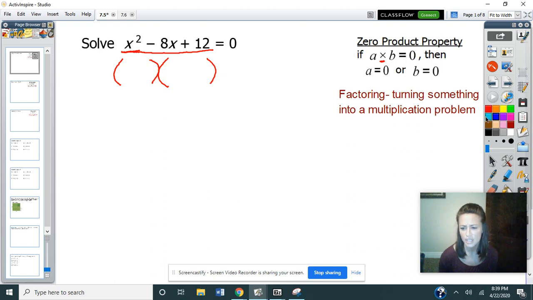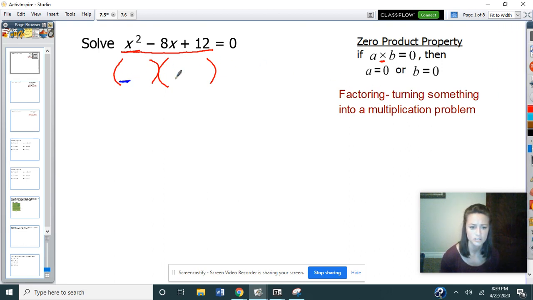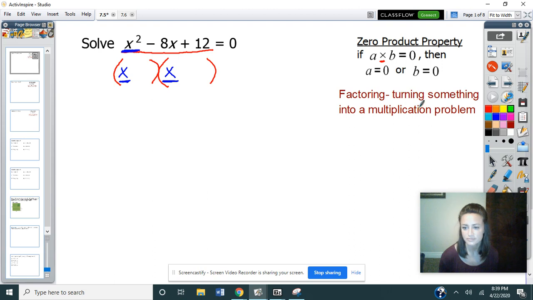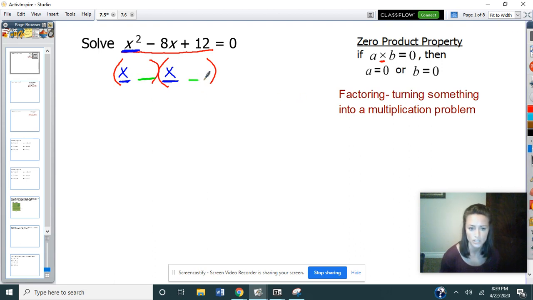Remember, from last week, the two things that go here have to multiply to give me x squared. So what two things multiply to give me x squared? Well, x times x. x times x is x squared. And then the two numbers that go here have to multiply to give me 12 and add to give me the middle term, which is negative 8. So let's figure out 12 first. What multiplies to give me 12? Well, we've got 1 times 12, 2 times 6, 3 times 4, and that's it. Those are the only factors of 12.